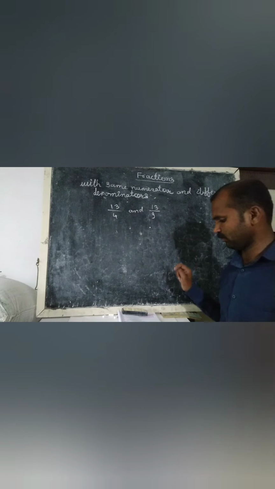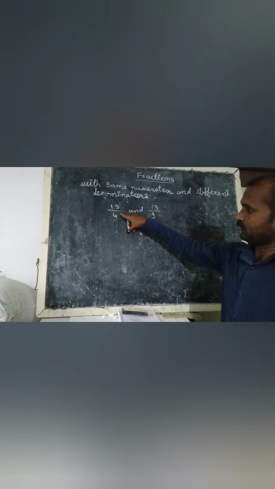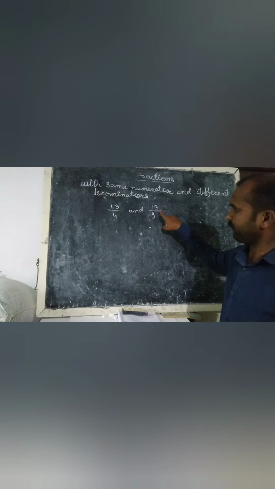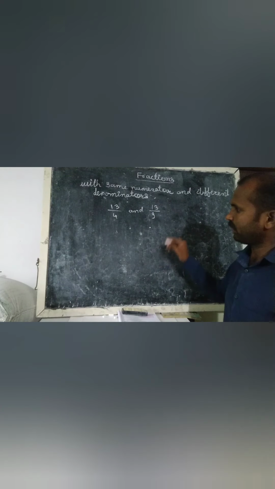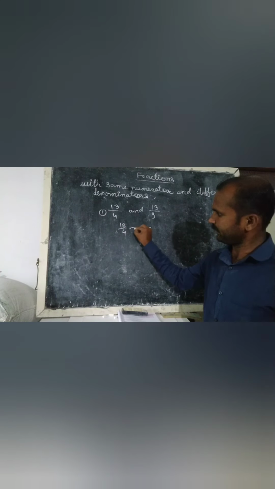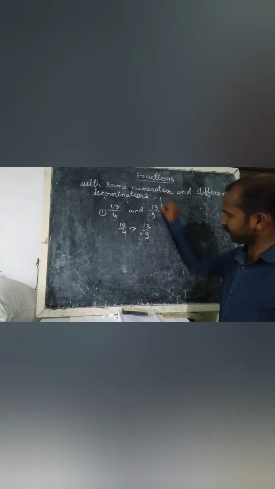So if two fractions have the same numerator but different denominator, then the fraction having smaller denominator is greater of the two. On page number 25, last two lines, you can check. Fraction with smaller denominator is greater than the fraction with greater denominator because numerators are same. Another example, 13 upon 4 is greater than 13 upon 9.